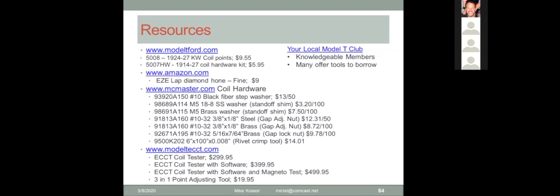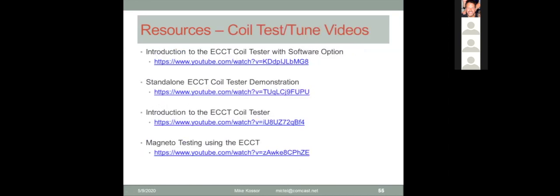The coil tester is the website, and the different options you can get with that. Here's coil resources, some videos I made that show some illustrations of how to use the tester with and without the software, how to adjust the capacitor, and also there's a magneto test option, which we can talk about, and there's a video on how to use that.